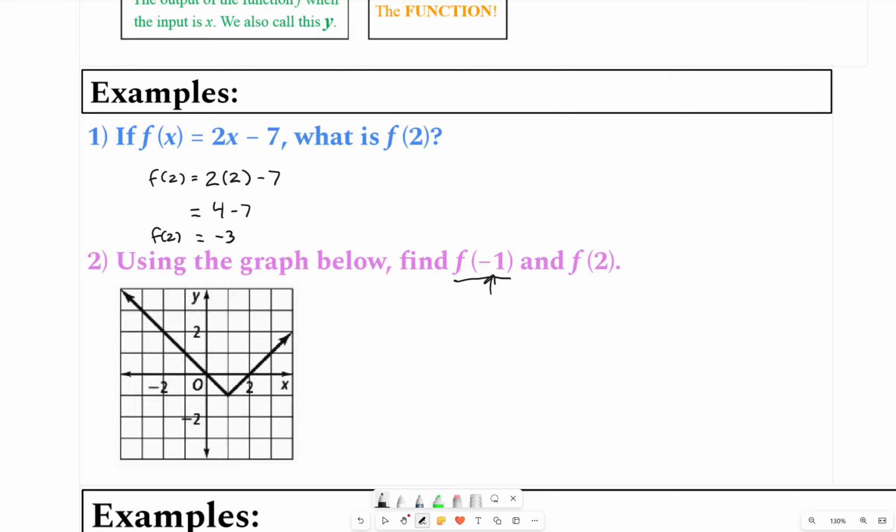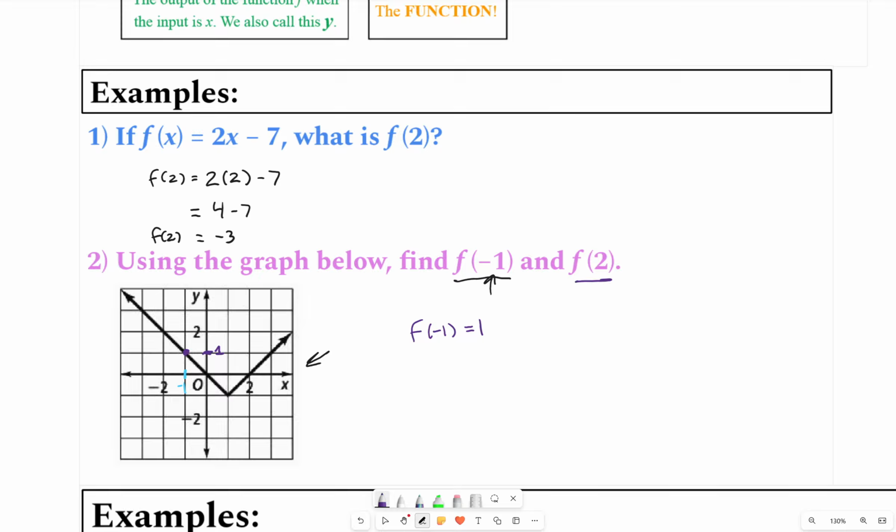This time we don't have a function rule written out like in the previous one, but it's telling us that x is -1. So what we can do is go over to our graph here and then find on the graph an x of -1. So I go to the left one. It's right here, -1. There you go. And then what I do is I look at -1. What's the output at -1? Well, it's up here at a y value of 1. So f of -1 equals 1.